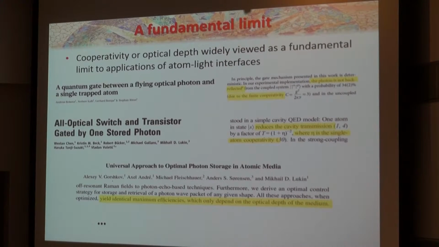So if you take an atomic ensemble, you can try to create a quantum memory. You send in a photon, and you try to get that photon to coherently convert into a spin excitation in the ensemble. And Alexei has this really nice result, basically saying no matter what you do, you can have any strategy that you want, but once you optimize it, you get some kind of identical maximum efficiency, which only depends on the optical depth of the medium. Okay? And so these are 3 examples, but you can find 100 more.